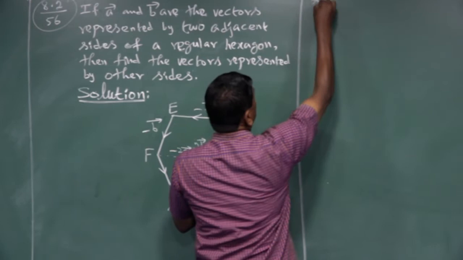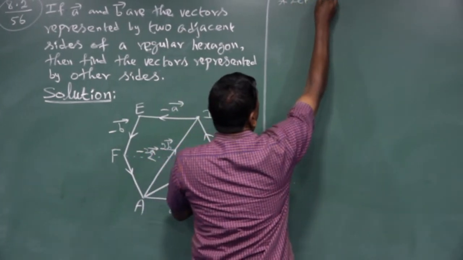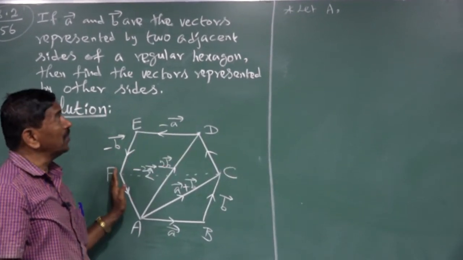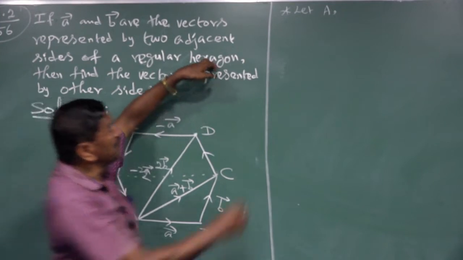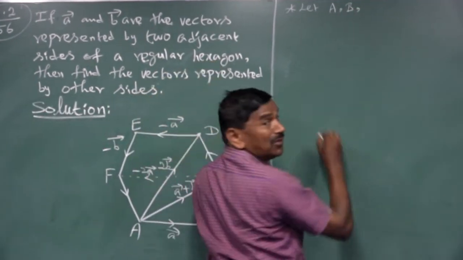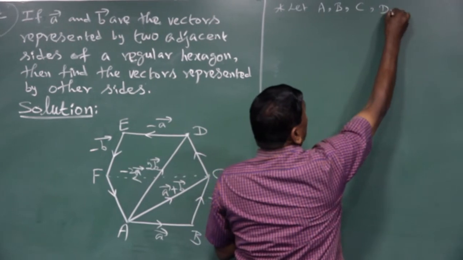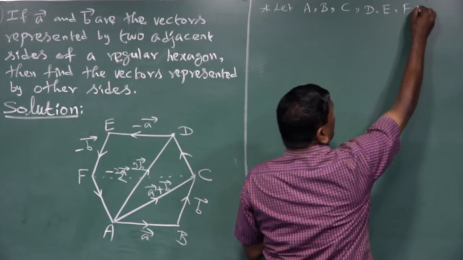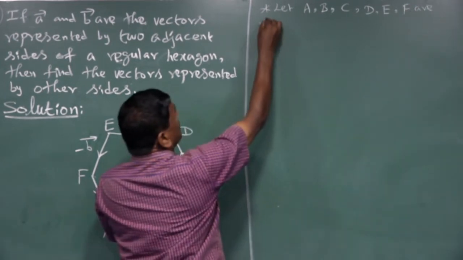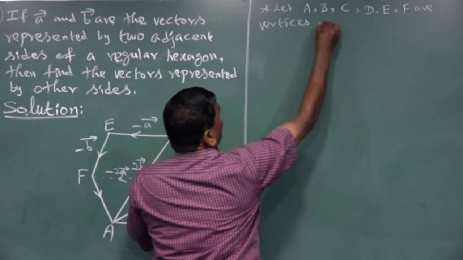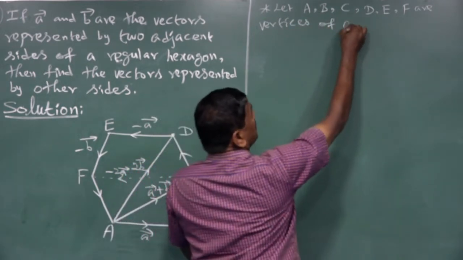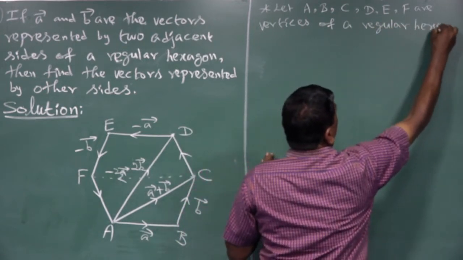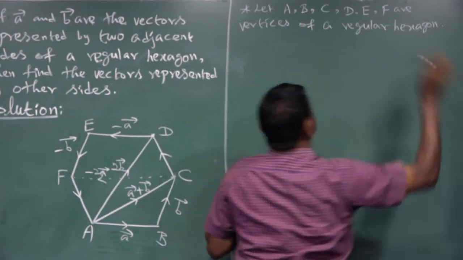Listen, first point. Let A, B, C, D, E, F be the vertices of a regular hexagon.